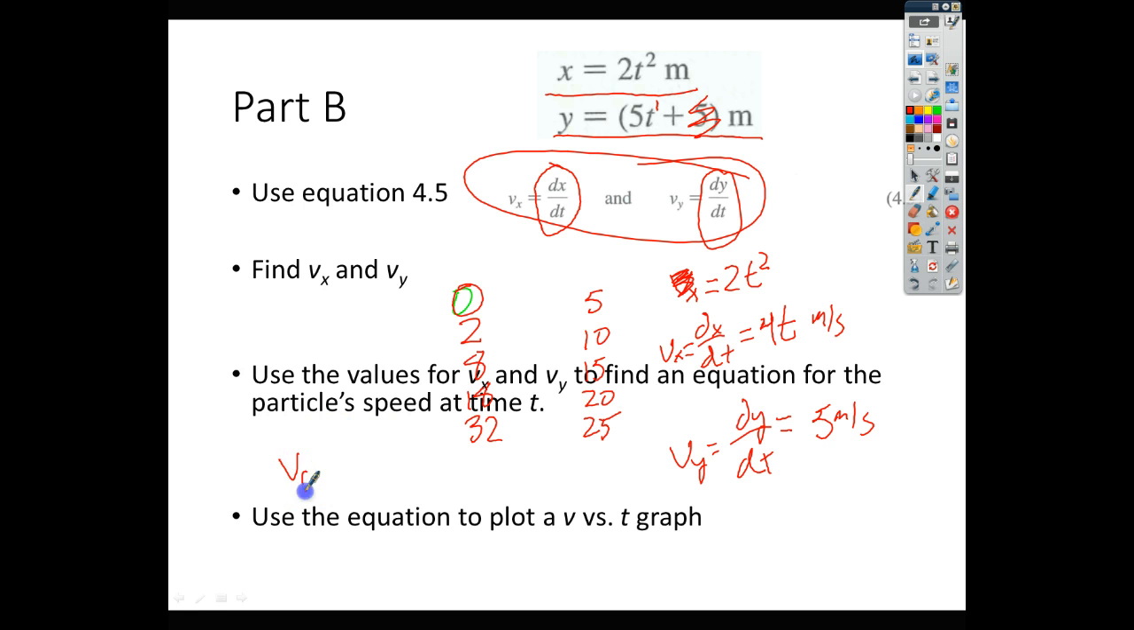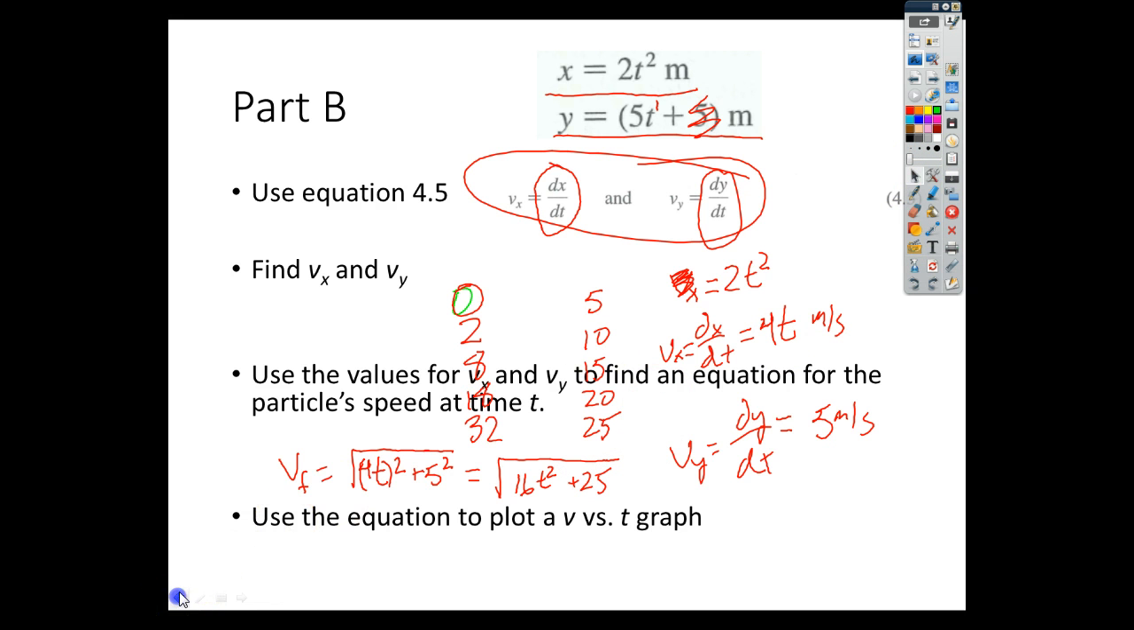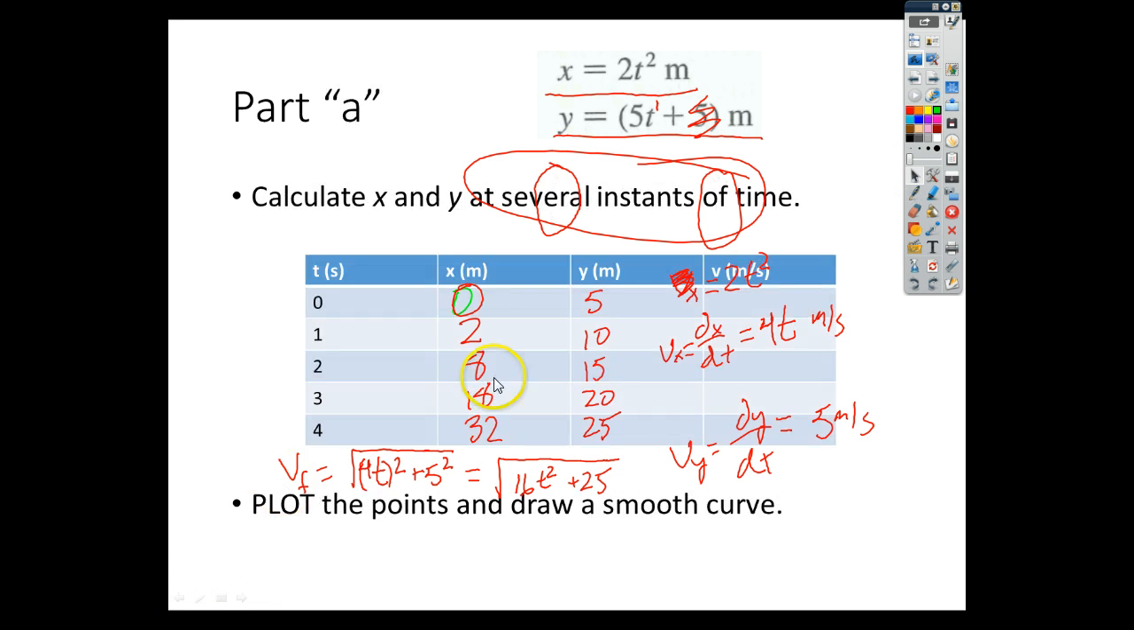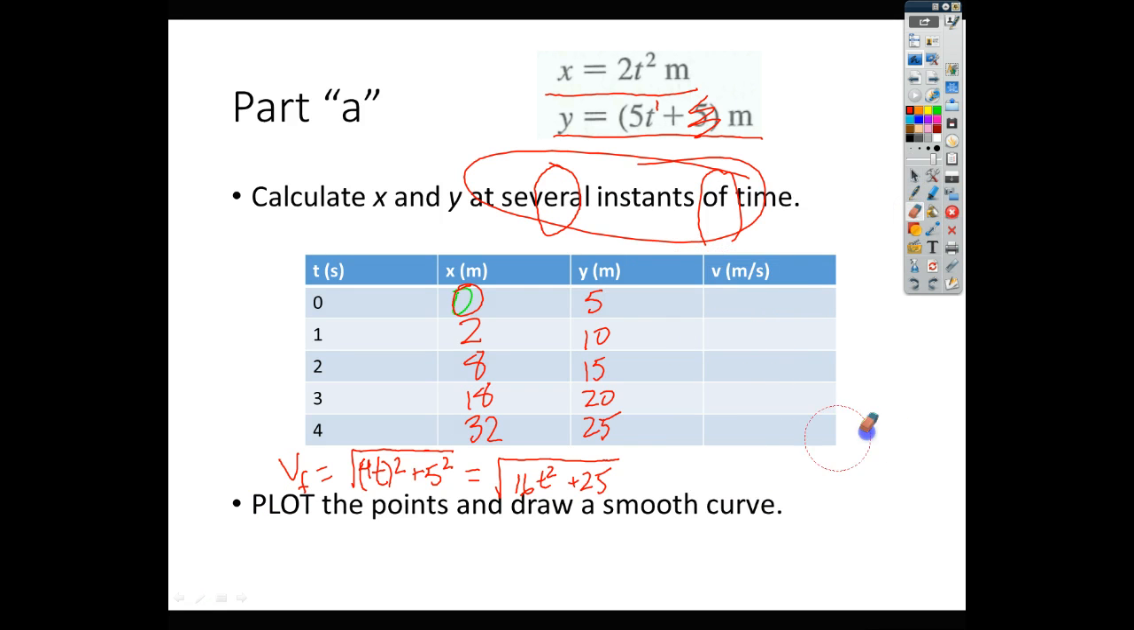Remember we said that the final velocity should be equal to the square root of Vx squared plus Vy squared. So that would be 4t squared plus 5 squared. So this is equal to the square root of 16t squared plus 25. Now what we can do is go back to our previous slide. So we're going to go back and we're going to plug in our velocities. So I'm going to get rid of how we got there. And we're going to plug all our velocities in.